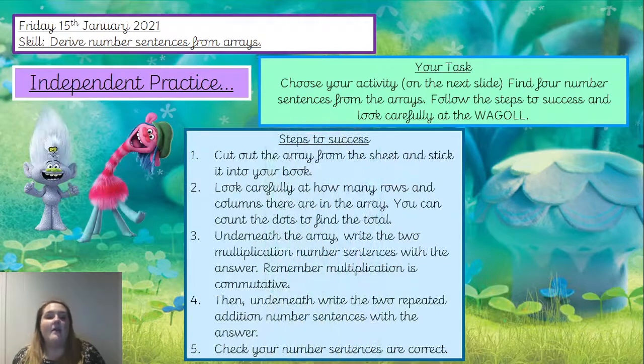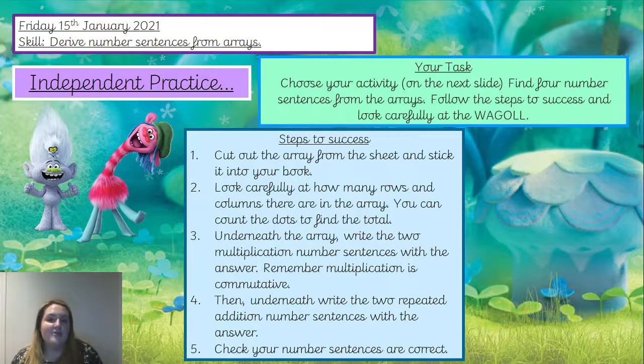So here are our steps to success then. So you need to cut out the array and stick it into your book. Look carefully how many rows and columns there are, which you've been doing brilliantly all week. You can count the dots to find the total. Underneath the array, which you've stuck in, write the 2 multiplication number sentences with the answer. So it's really important that we answer those multiplication number sentences too.